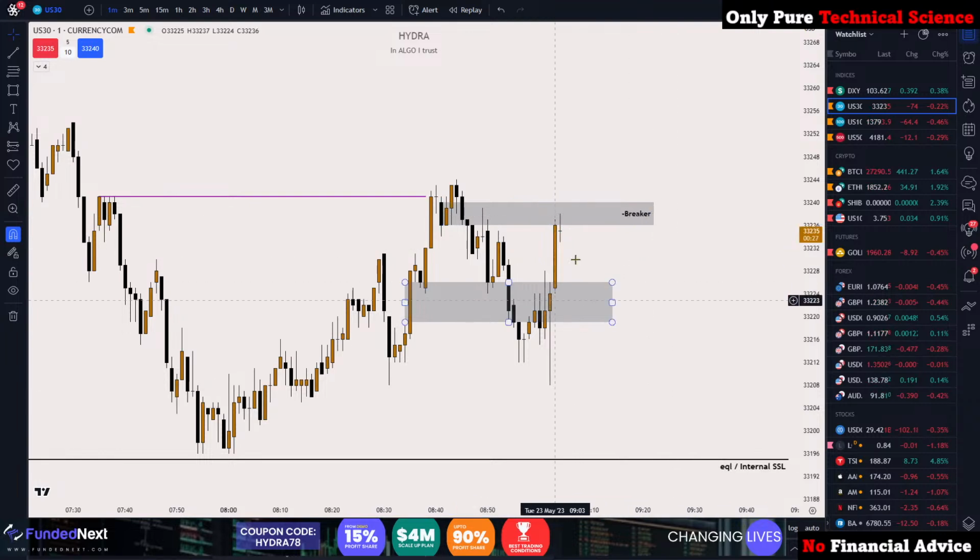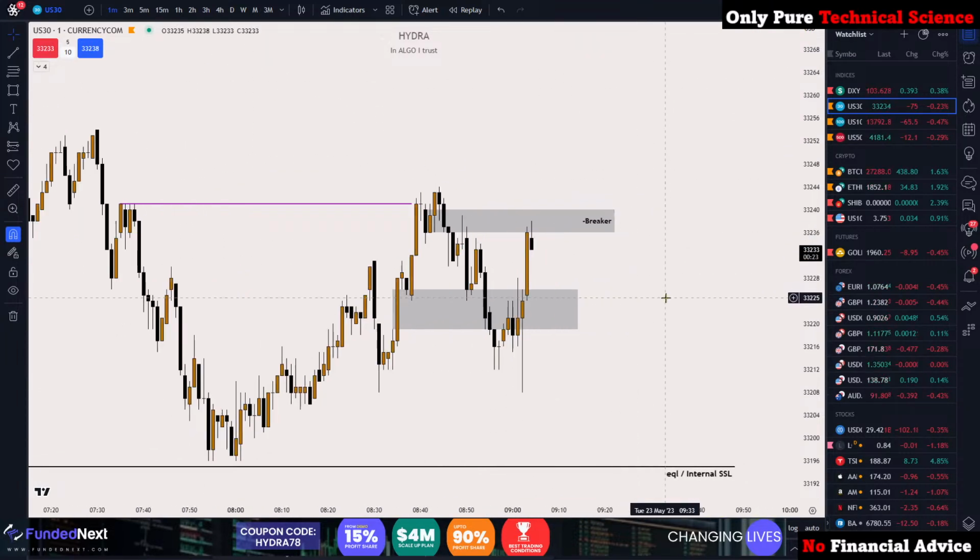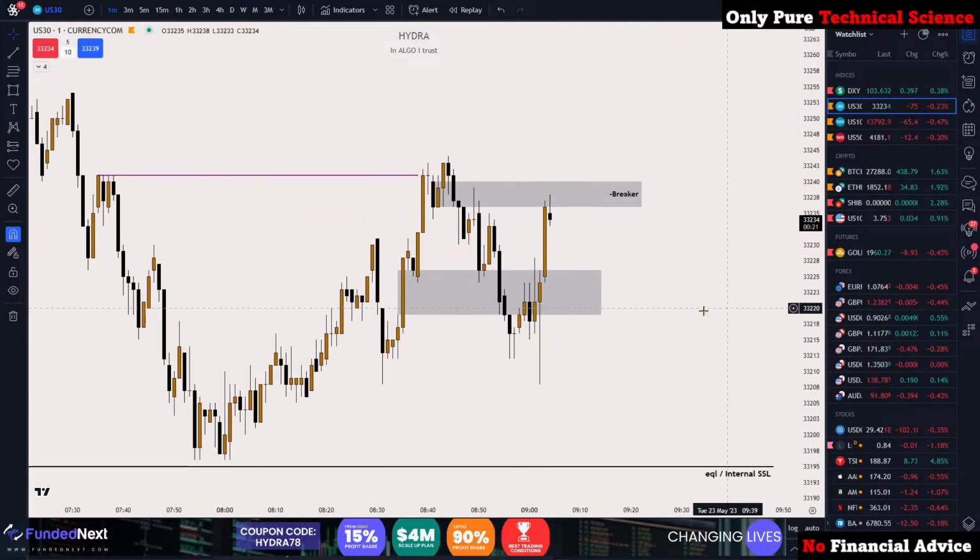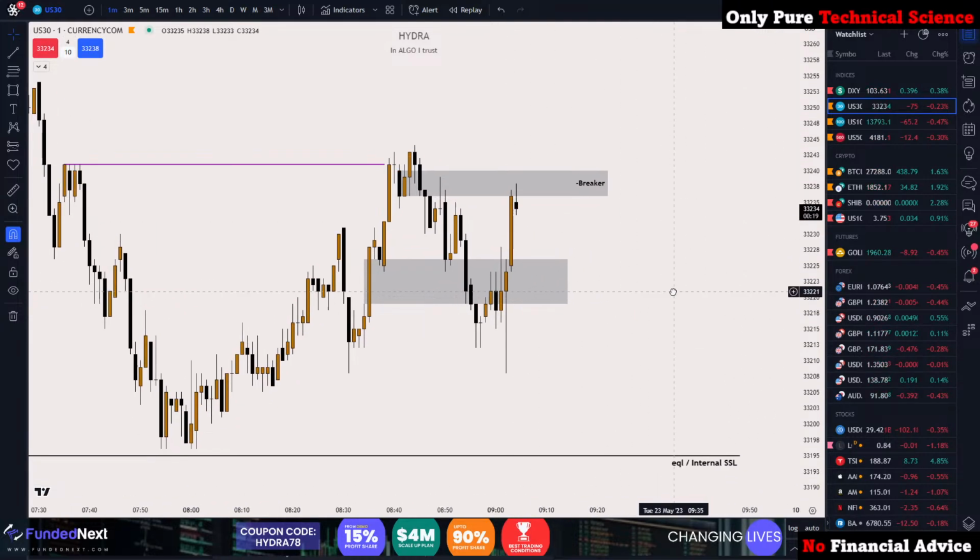So price came all the way up, hit our breaker block again. This is our 1-minute breaker block. Price hit it again. So let's see if price retraces back or not. If it's not retracing and suppose it's consolidating here, we can expect to see a run towards the sell side at 9:30.